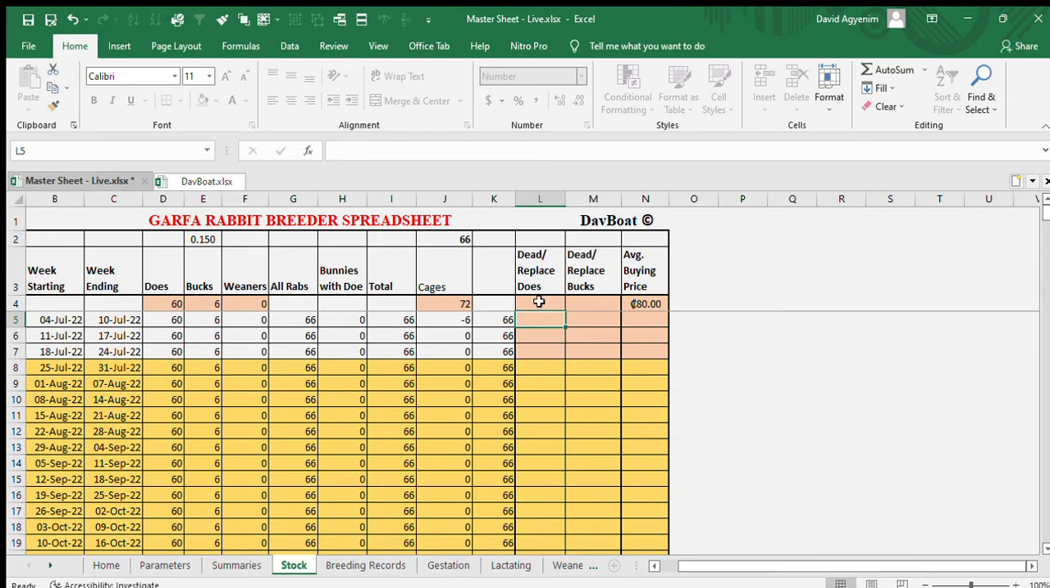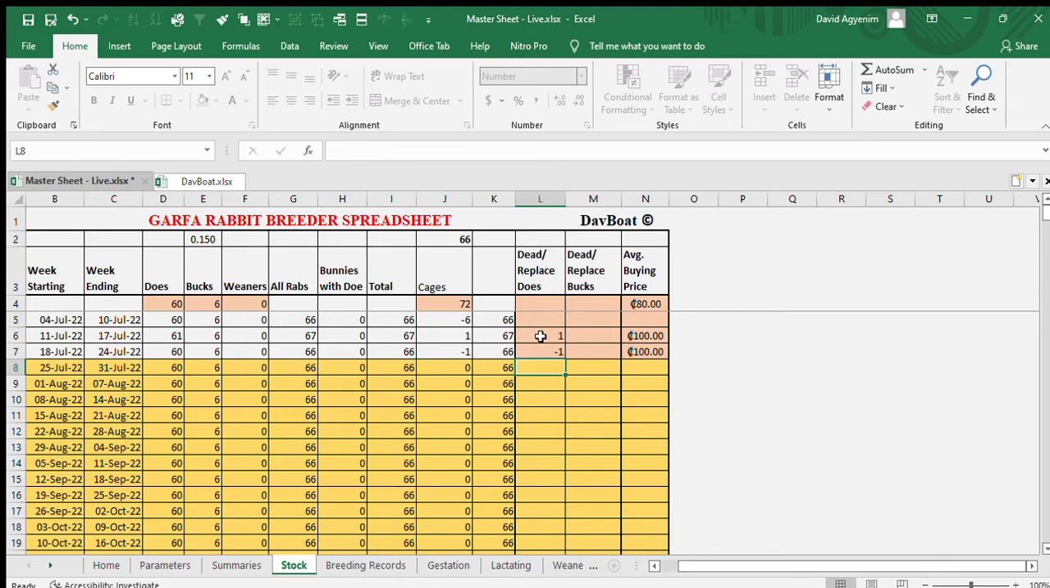Then this is where you record the dead or replaced does. If you are buying a doe, this is where you add the figure as a positive. You put a negative figure here if the doe is being taken away, maybe you lost the doe, or you are selling the doe. If you are taking the doe away from your farm, this is where you input it, but you make it negative. If you are buying, you put the number you are buying here, and you put the average price here.